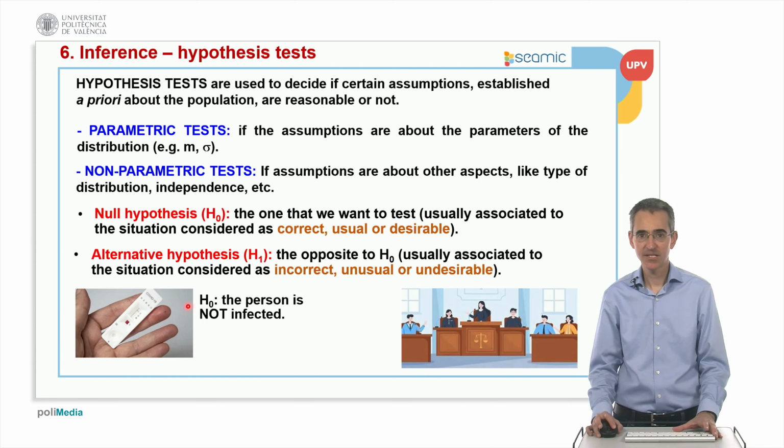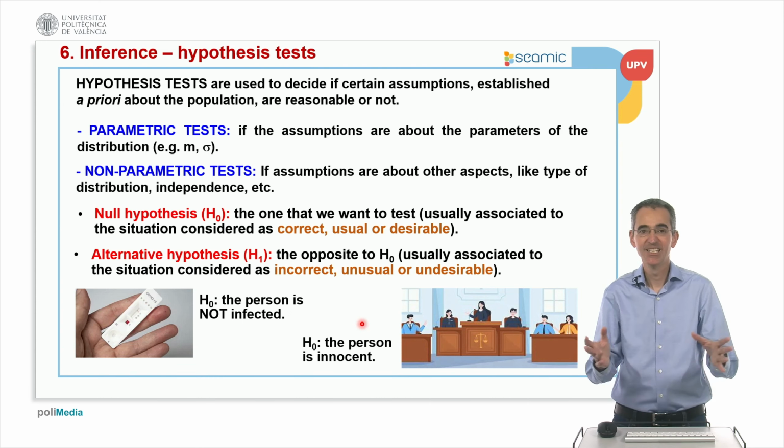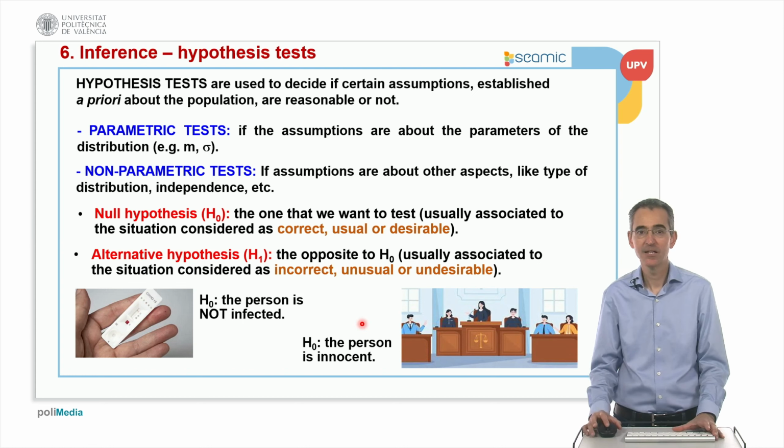Okay. Then this is another example. In a trial or in a court, when there's a judge that has to decide something, what is the null hypothesis? That the person is innocent. So by default, when a person goes to court, when he or she is accused of something, the null hypothesis is that the person is innocent.